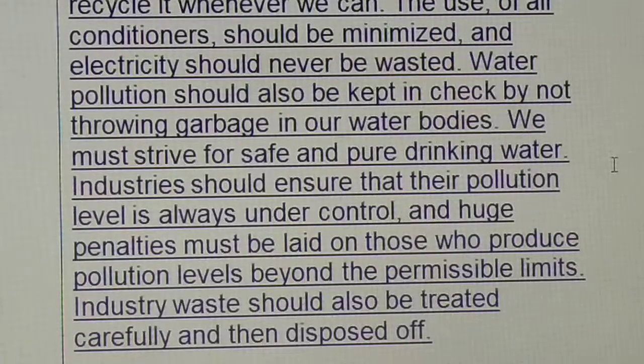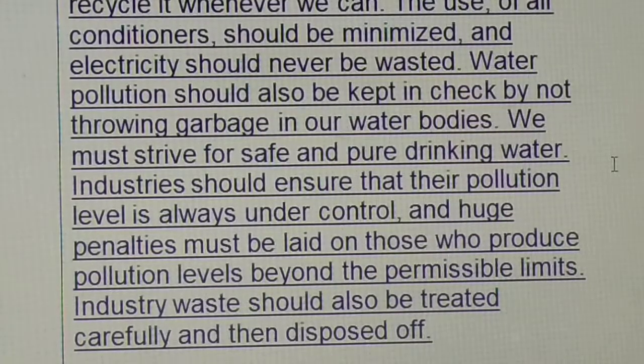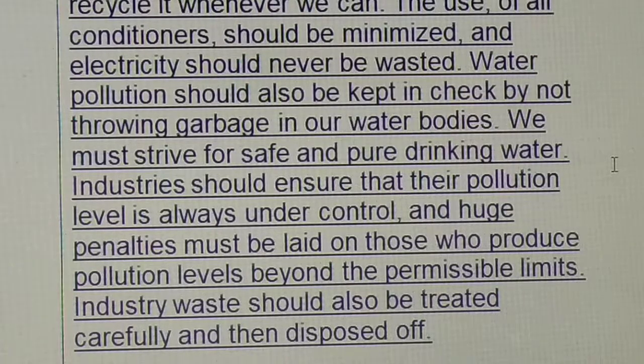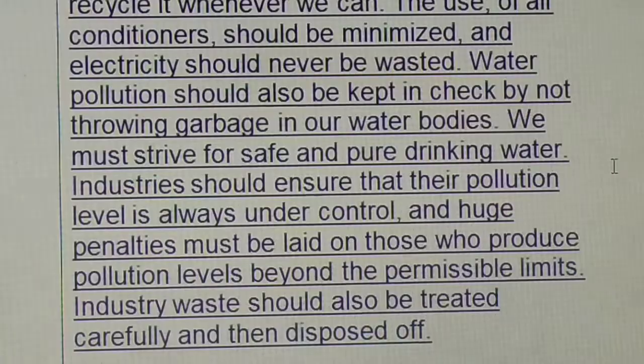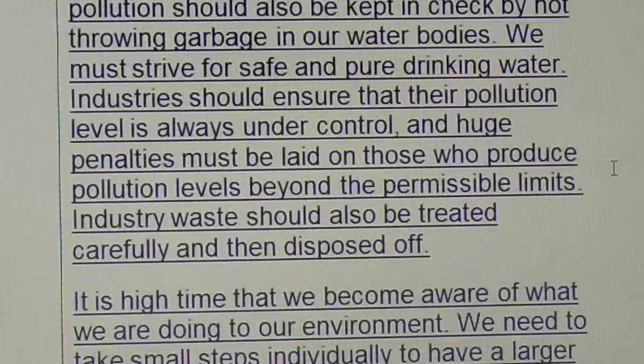Industry should ensure what? That their pollution level is always under control, and huge penalties, fines, must be laid on those who produce pollution levels beyond the permissible limits. Industry waste should also be treated carefully and then disposed of. Very important.